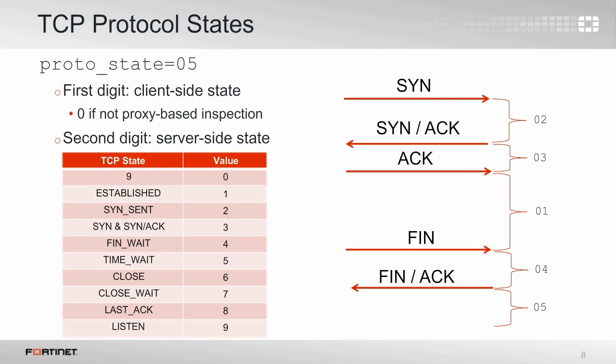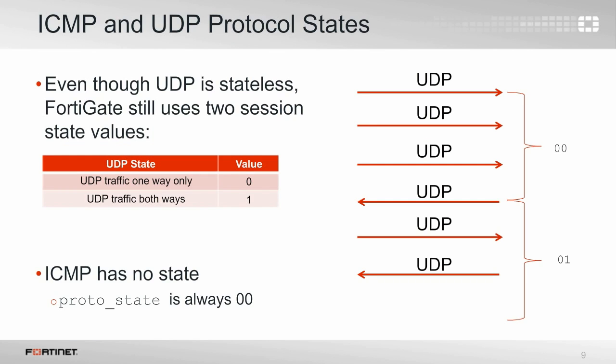When a session is closed by both sides, FortiGate keeps it in the session table for a few seconds more to allow any out-of-order packet that might arrive after the FIN-ACK packet. This is the state value 5. For UDP, the session state can only have two values, 0,0 when traffic is only one way, and 0,1 when there is traffic two ways. For ICMP, the protocol state is always 0,0.